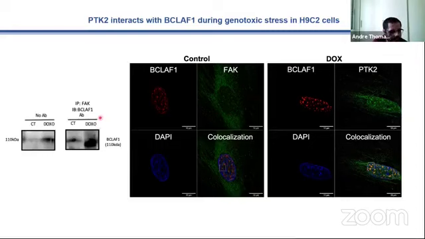We see in this immunoprecipitation that after doxo treatment, there is an increase of interaction between FAC and BCLAF1. Here we have control cells, and here doxo-treated cells. We can find FAC and BCLAF1 in control cells, but after doxo treatment, BCLAF1 and FAC migrate to some clusters here. We can see very clearly that these clusters are very bright, and in the PTK2 images they are not so bright, but we can still see them.